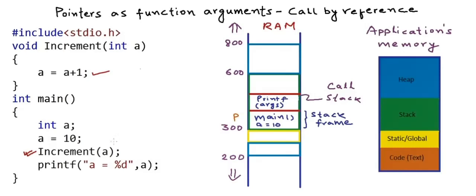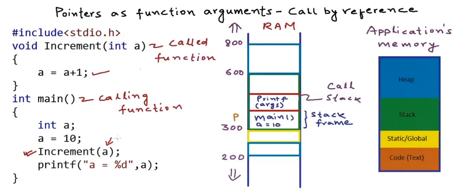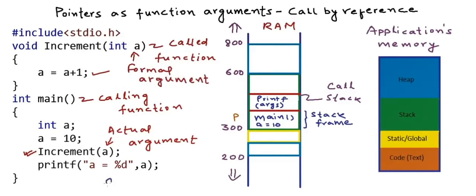So now you must be getting a picture of what happens when one function calls another function. This a is in the stack frame of the main method. Main is our calling function and increment is our called function. When we call a function, in the calling function the argument is known as the actual argument, and in the called function the argument is known as the formal argument. All that happens is the actual argument is mapped to a formal argument. So when this function call happens, a is mapped to another a, which is a formal argument.